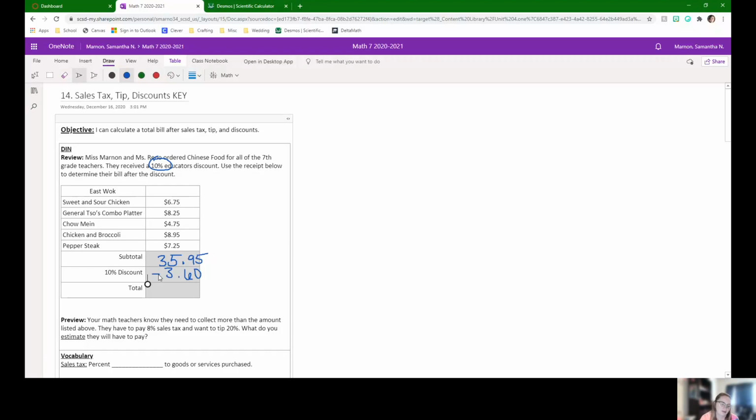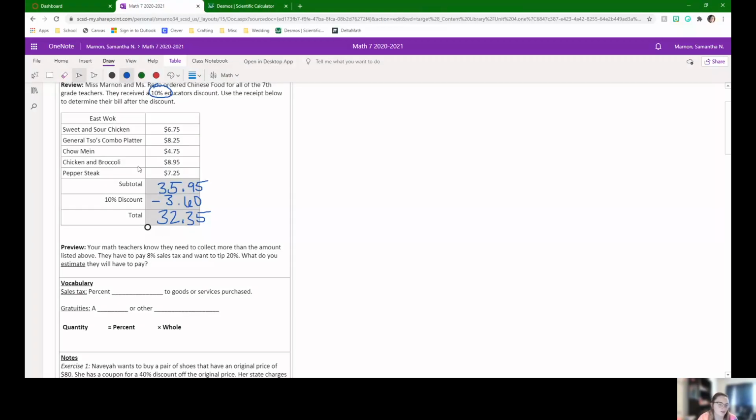So now we just have to add this positive and this negative together to get our total amount paid. So $35.95 minus $3.60, I got $32.35. So the total bill is $32.35.